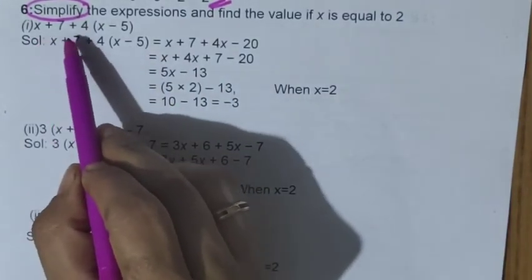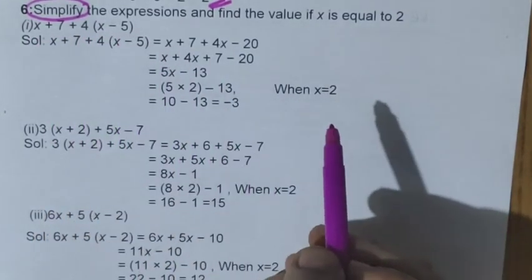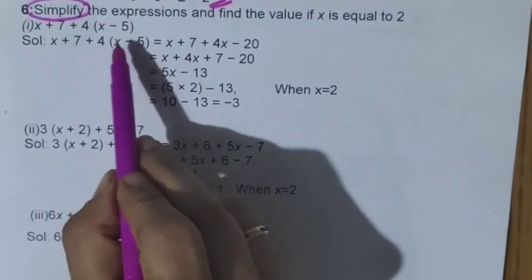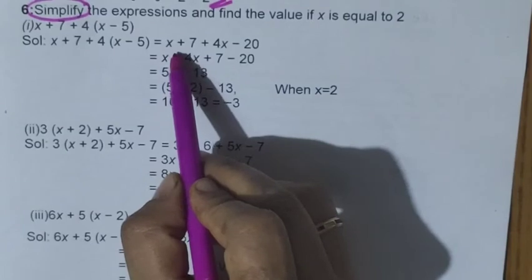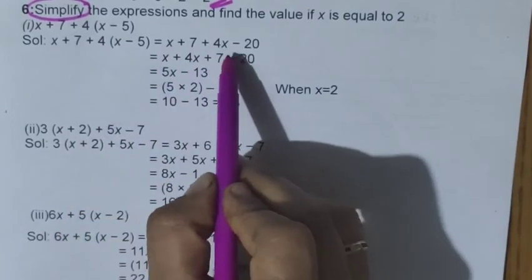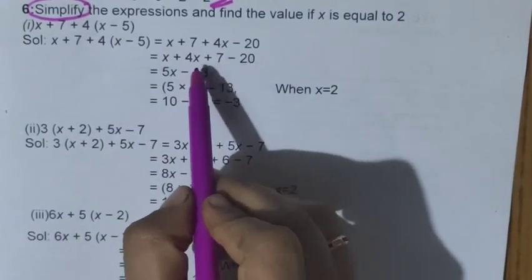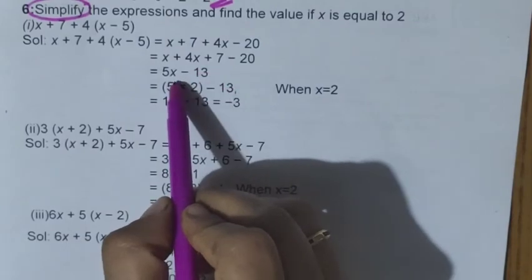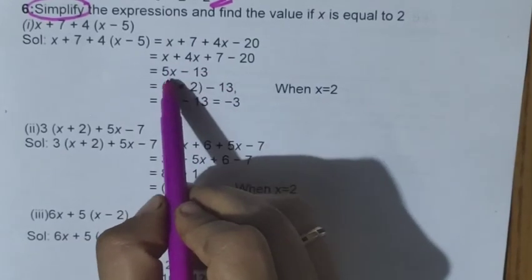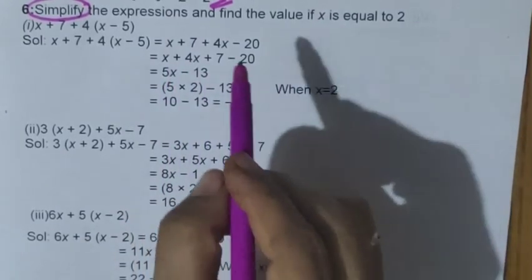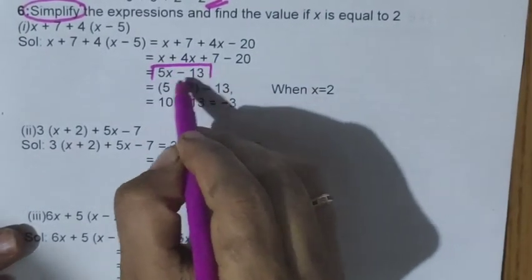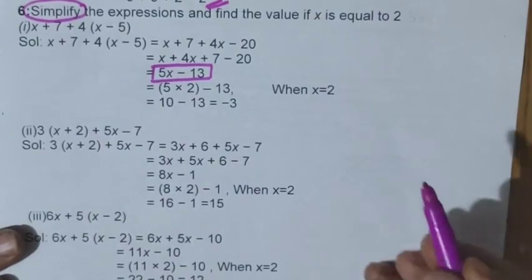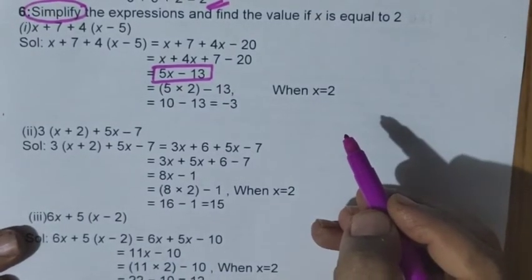x plus 7 plus 4 into x minus 5. First we have to simplify this expression. Multiplying 4 gives 4x minus 20, then grouping is to be done. x plus 4x is 5x, and 7 minus 20 is minus 13. So 5x minus 13 is the simplified form of the given expression.